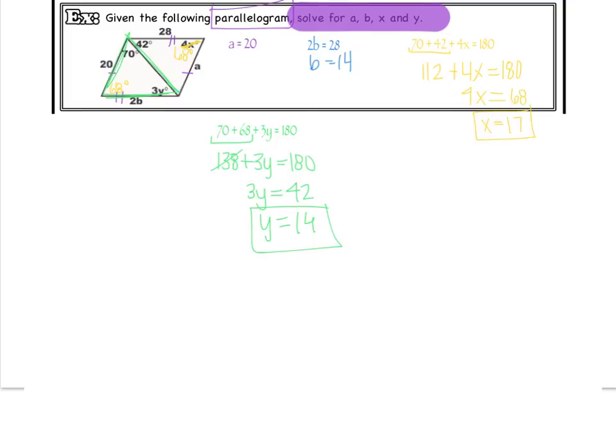So then my final question is, did I solve for my task, or did I answer all parts? Find A, found it. Find B, got it. X and Y, yes. Now, I do want to point out that you could have solved for y a little differently. Some of you might have recognized a parallelogram has opposite sides that are parallel. So if this side is parallel to this side, then this would be a transversal, making these two alternate interior angles. So you could have gone straight to 3y equals 42 and solved it that way.